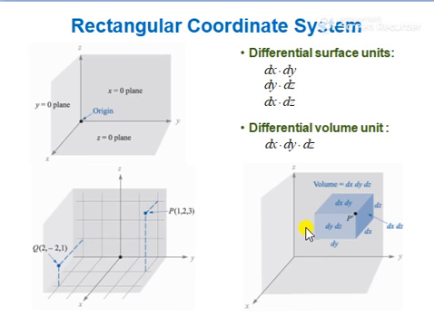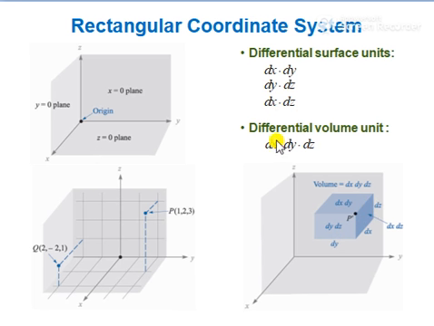Now we consider the surfaces. Here we get three surfaces for this parallelepiped. One is dx dy, our top surface; dy dz, the front surface; and dx dz, the side surface.